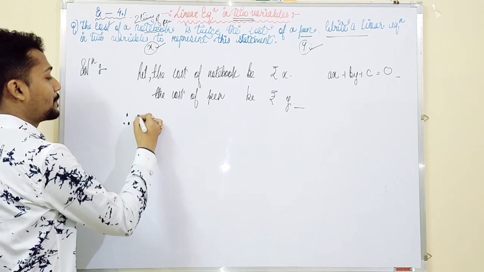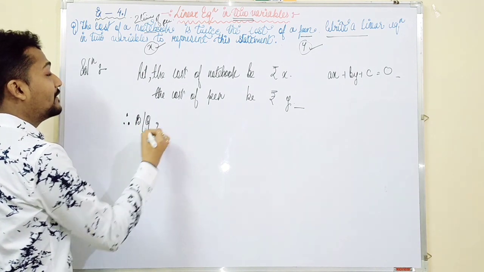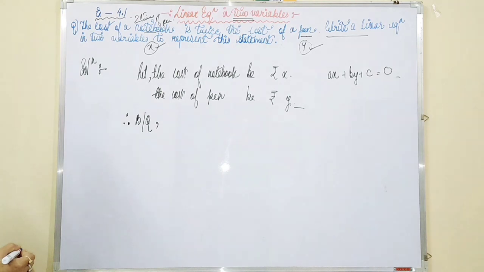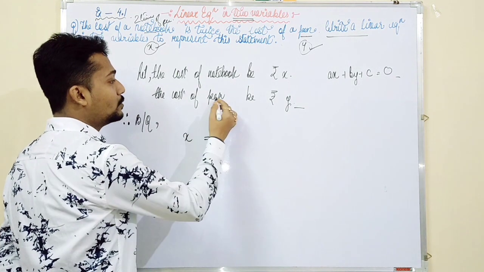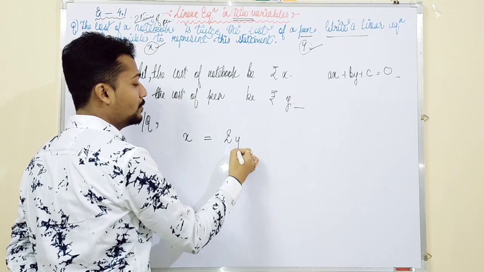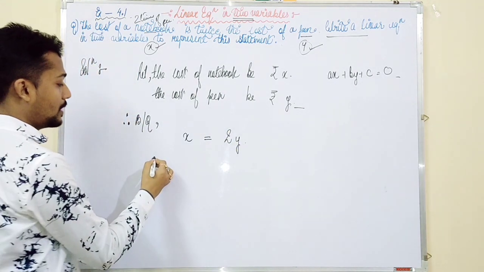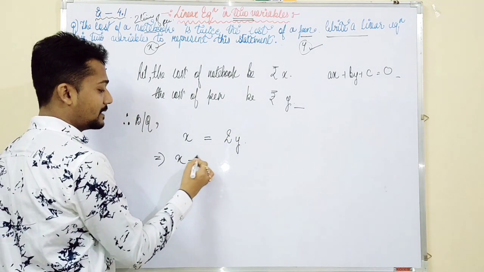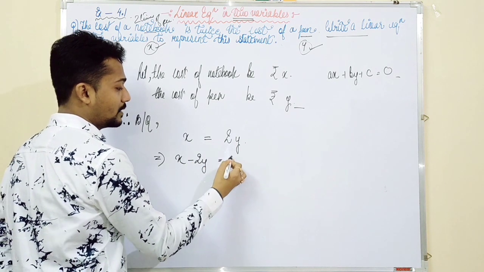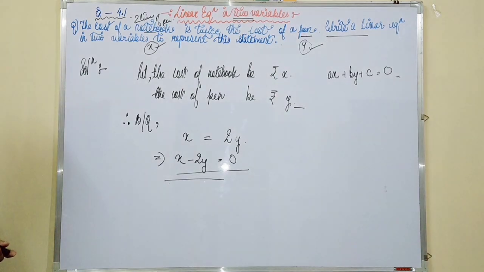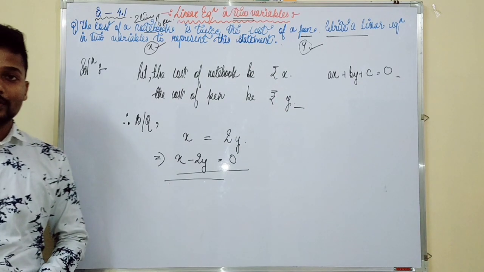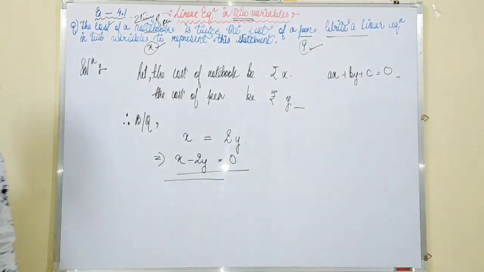According to the question, what is given? It is given that the cost of notebook is twice the cost of pen. That means x is equal to how much? 2 times y, that is 2y. So how are we going to represent it? x minus 2y is equal to 0. I hope it is clear till this much, isn't it? So note it down, then we are going to move on to the next part.